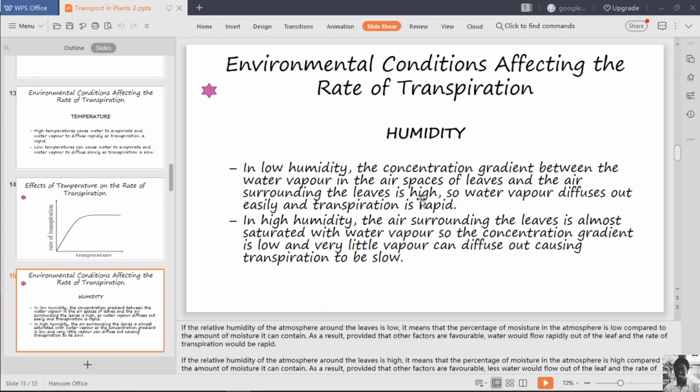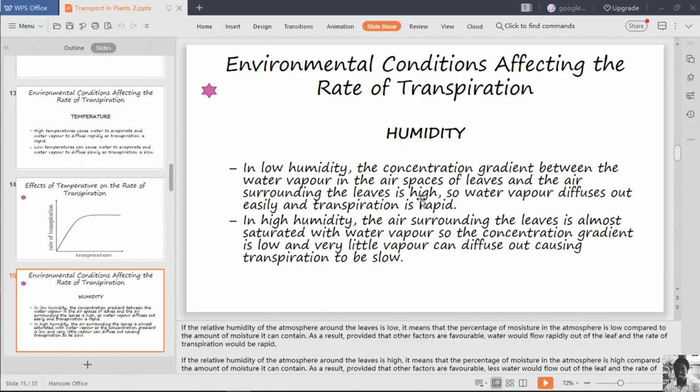So let's examine this carefully. If the relative humidity of the atmosphere around the leaves is low, it means that the percentage of moisture in the air is low compared to the amount of moisture it can contain. As a result, provided that other factors like temperature and so forth are favorable, water would flow rapidly out of the leaf and the rate of transpiration would be high.